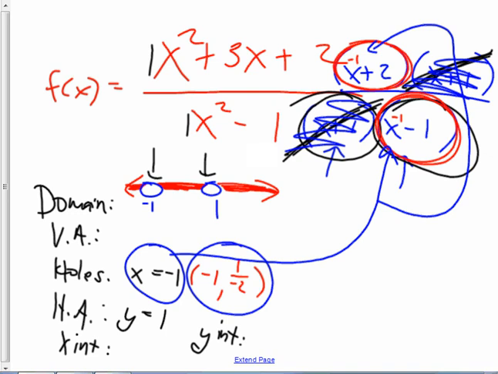Oh, verticals. I skipped that one over. The verticals are the things on the bottom that weren't holes. So the one that I see that's left is this guy. He didn't cancel. So x equals 1 is a vertical asymptote.